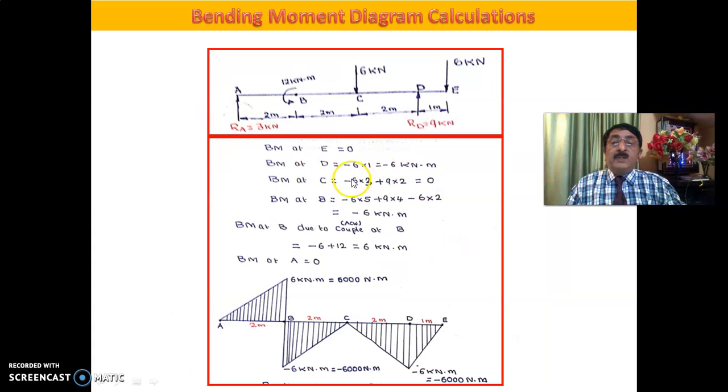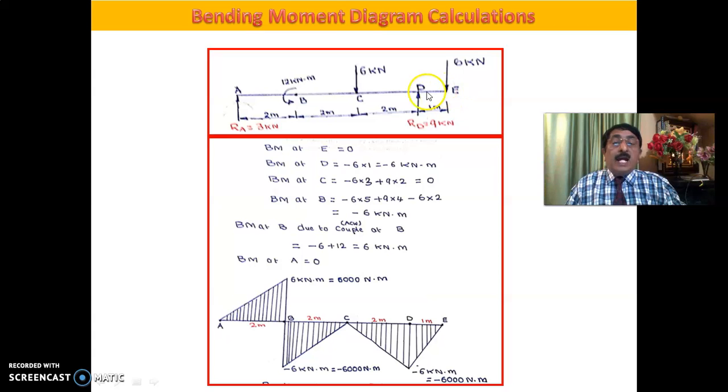Then the bending moment diagram. Same thing, you draw it. See here 3 kilonewtons, 9 kilonewtons and all that. This is 12 kilonewton meter, 6 kilonewtons. Bending moment at E is 0. Naturally, at the support it is 0, at the end. Bending moment is force into distance. So at E it is 0.